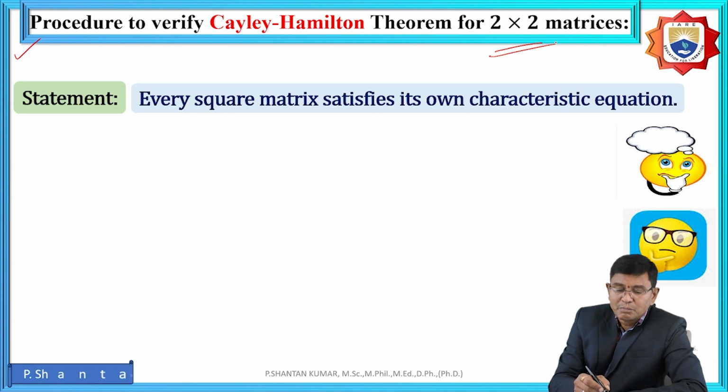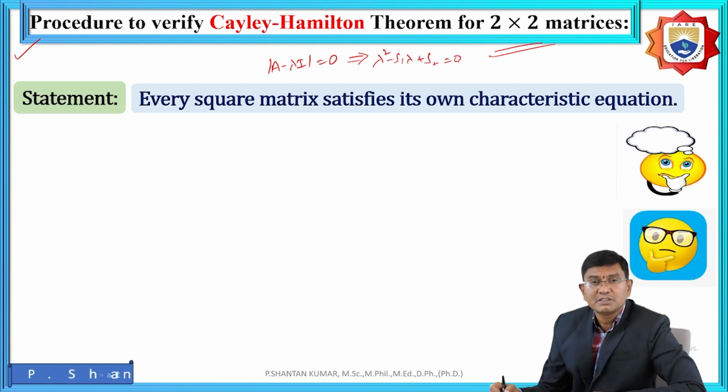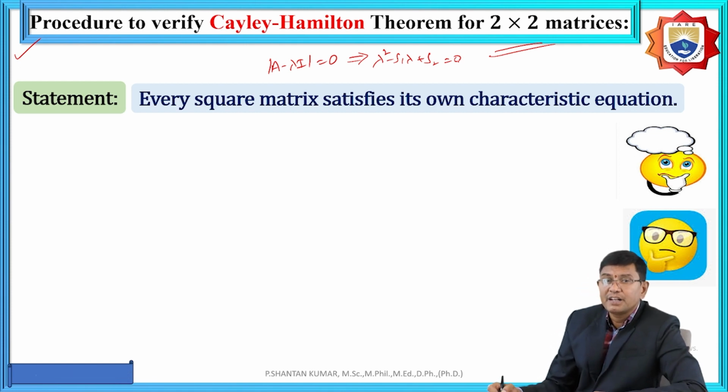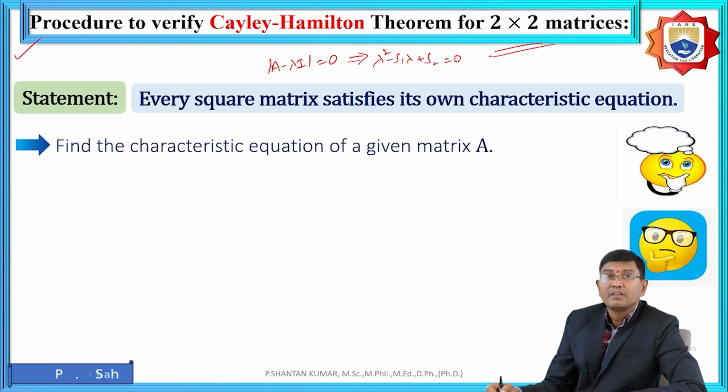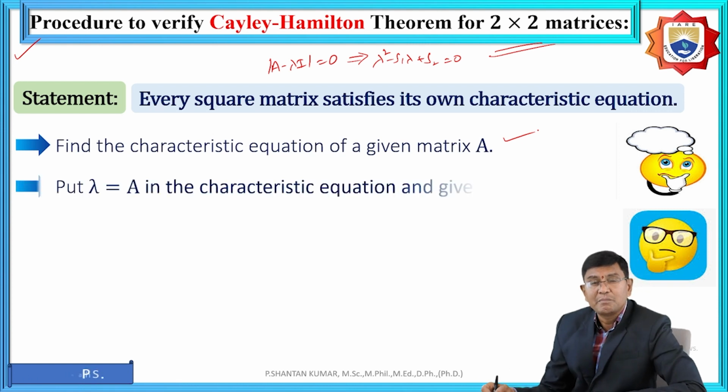For example, applying the determinant of A minus lambda I equal to 0, we obtain an equation in lambda. For a 2 by 2 matrix it is lambda square minus S1 lambda plus S2 equal to 0, where S1 is the trace and S2 is the determinant of the matrix. So we find the characteristic equation of the matrix, that is, the determinant of A minus lambda I equal to 0.